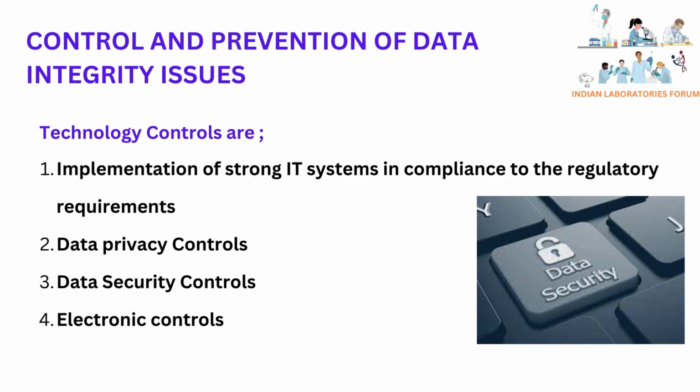Technology controls. What are technology controls? Technology controls play a very important role in the usage of computer systems. These technology controls can be done through implementation of strong IT systems in compliance with the regulatory requirements. Implementation of data privacy controls. Implementation of data security controls. Implementation of electronic controls.